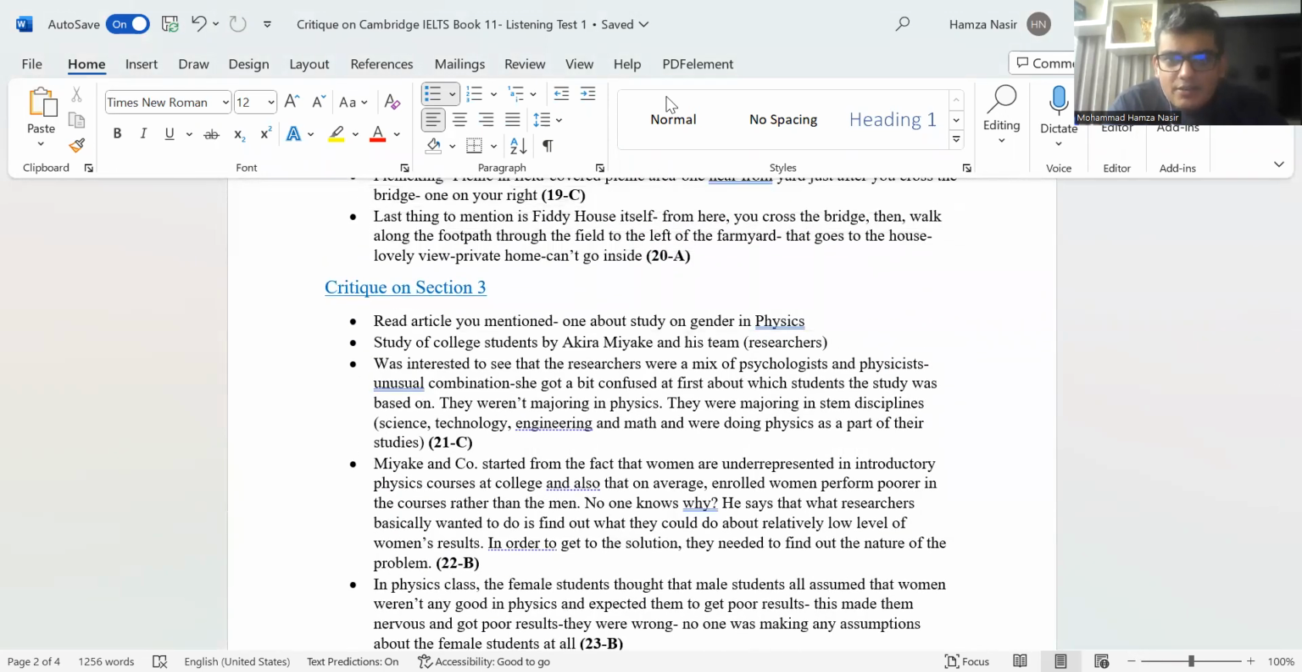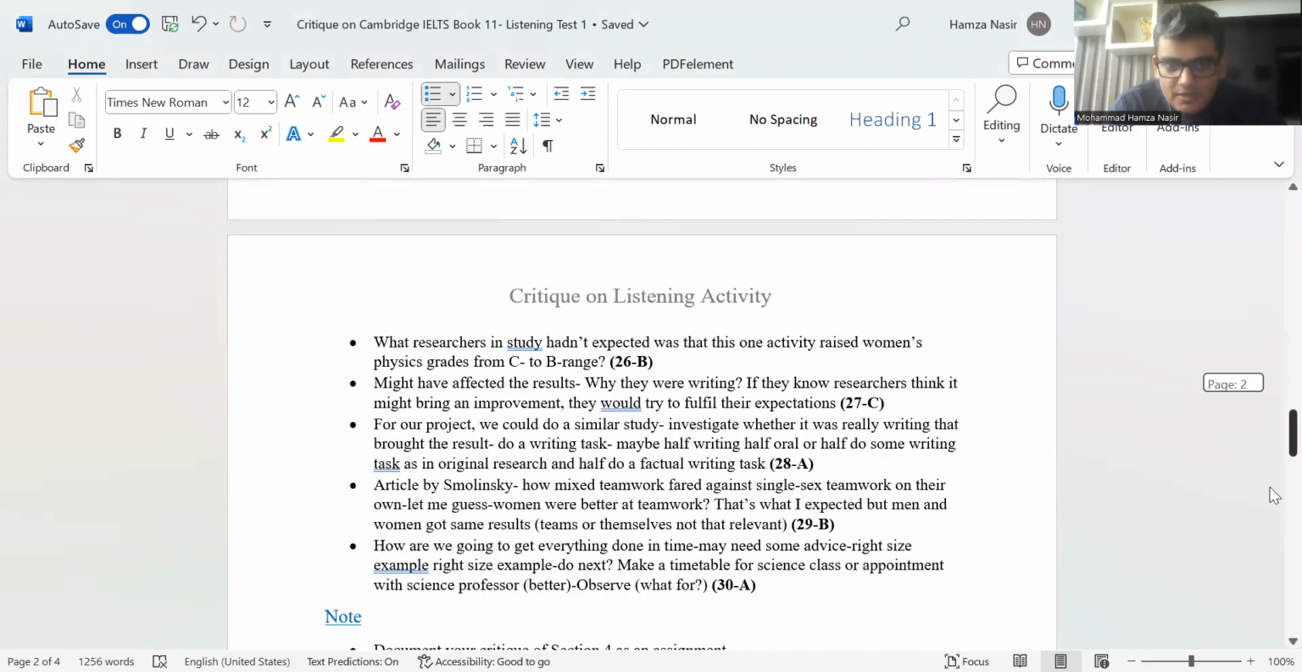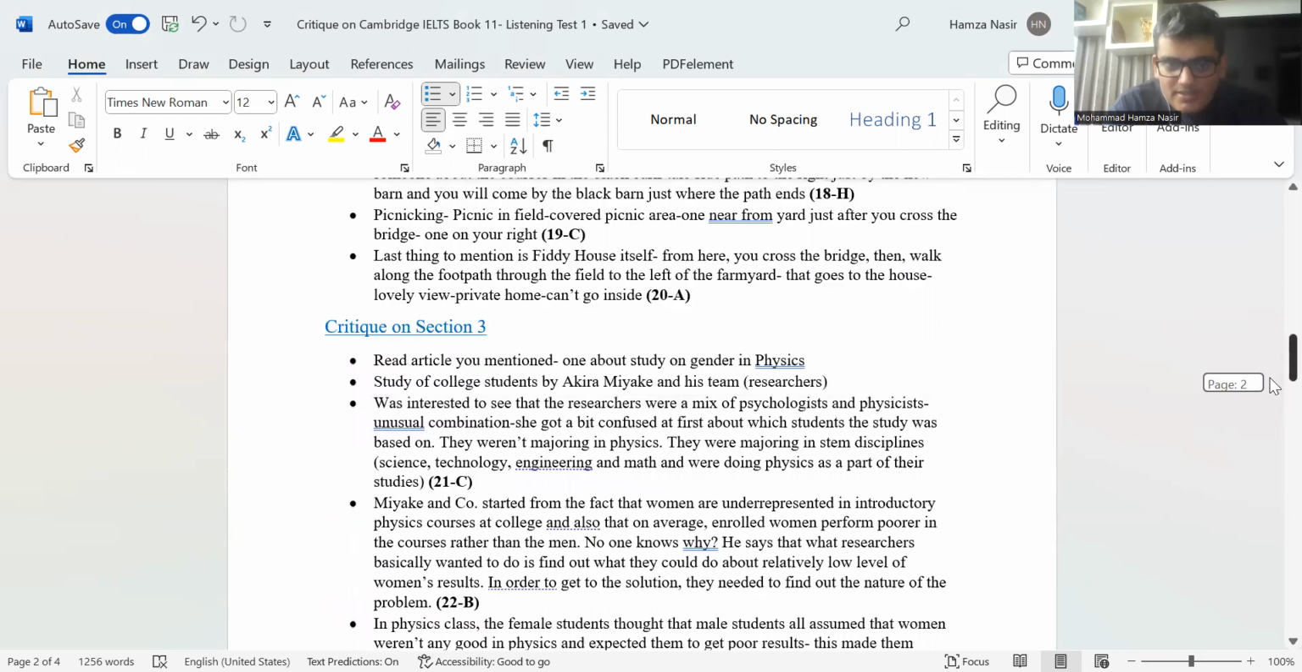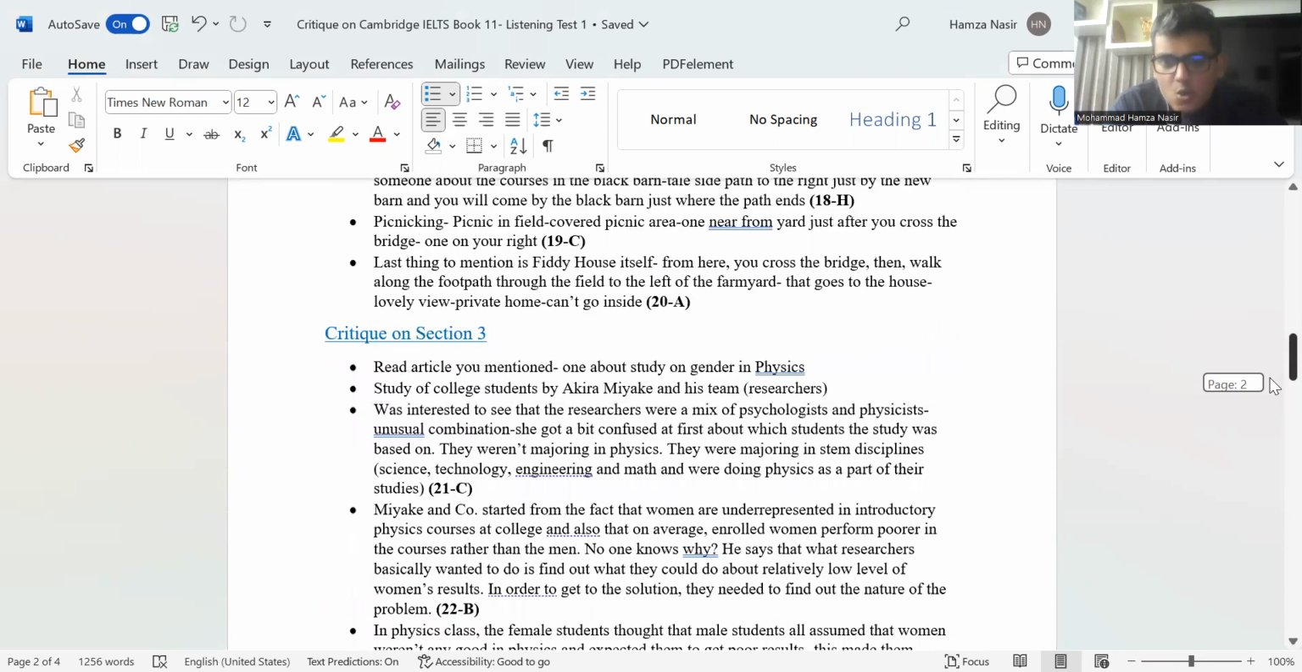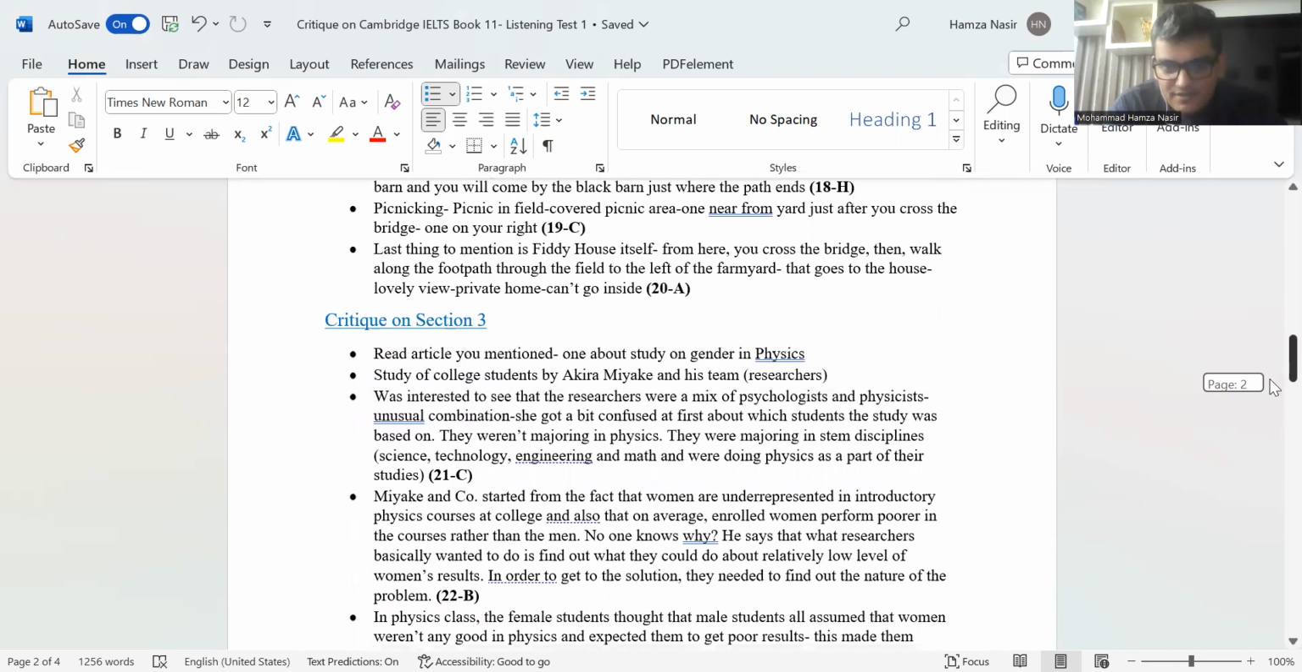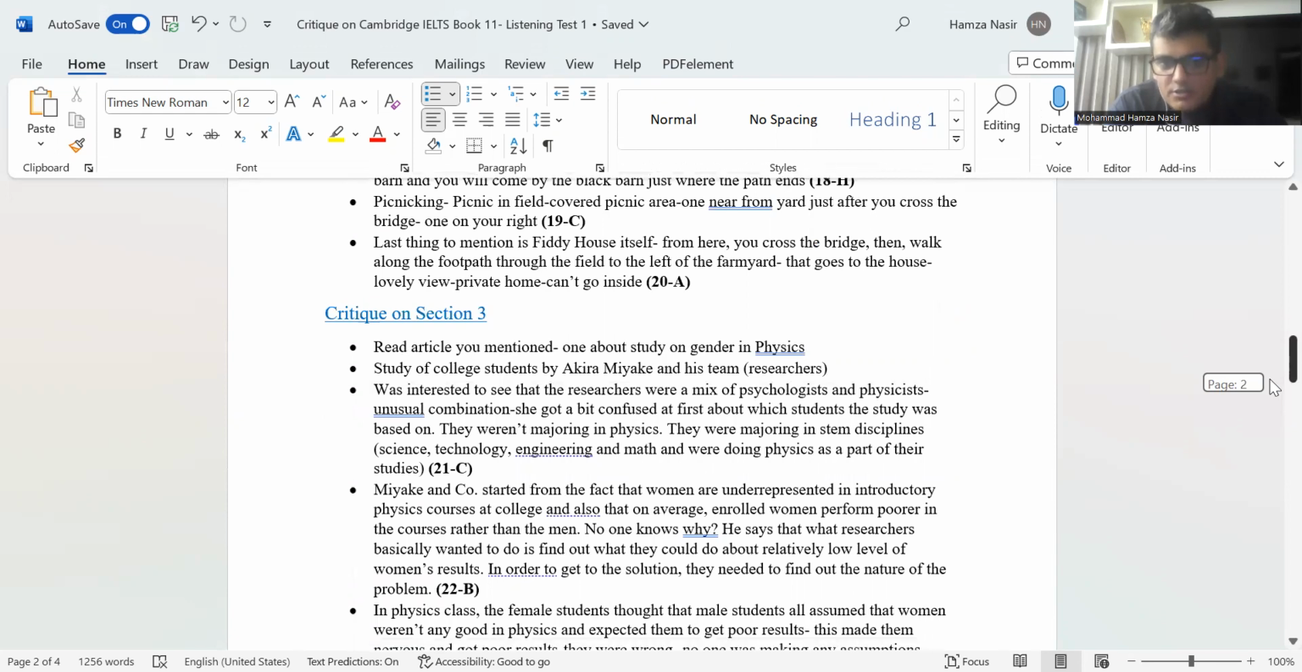That being said and done, we now look at our critique for section 3. It says, read the article you mentioned, one about a study on gender in physics. There was a study of college students by Akira Miyake and his team of researchers. So the main researcher in this study was Akira Miyake. I hope I pronounced that correctly. He also had a team of researchers along with him.